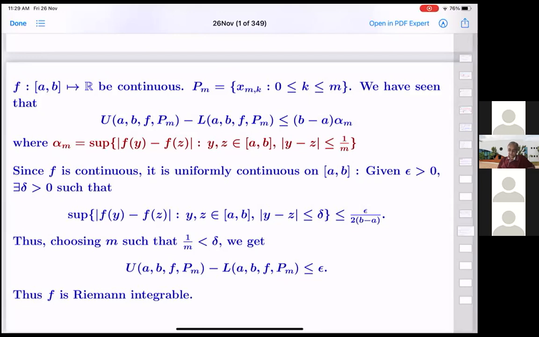Given epsilon, I can make it smaller than any pre-assigned value. So I take that assigned value to be epsilon by 2 times B minus A. And now we can choose any M such that 1 by M is less than delta. And we will get that upper bound for PM minus lower bound for PM is less than or equal to epsilon.